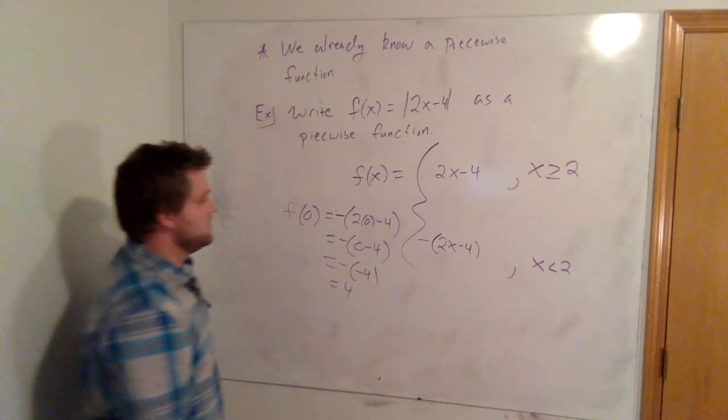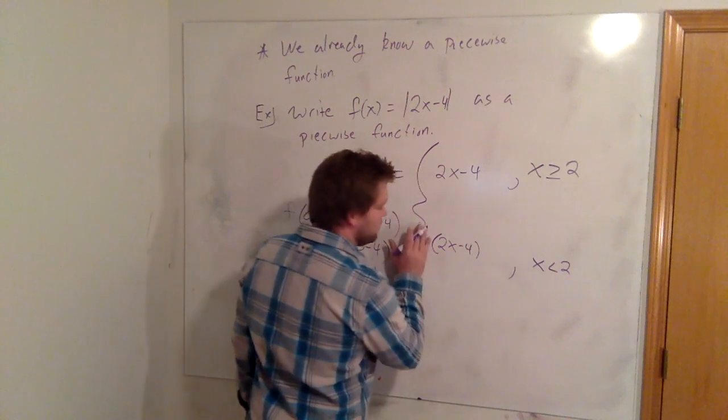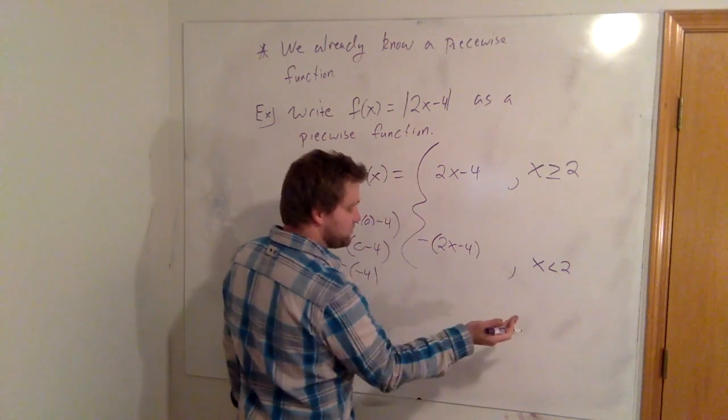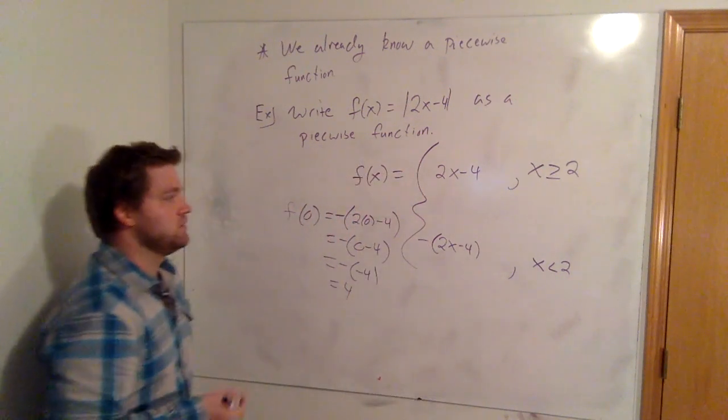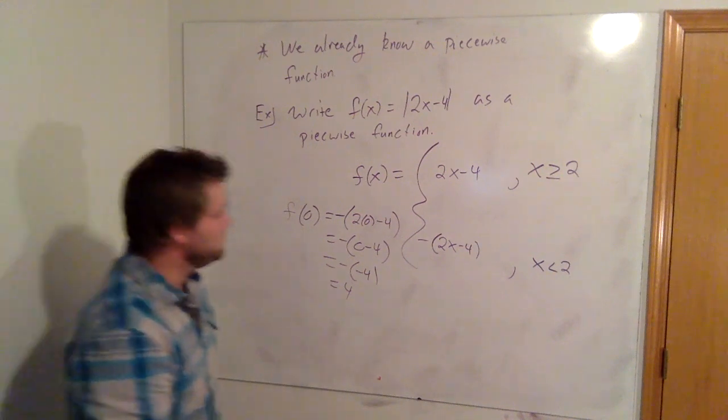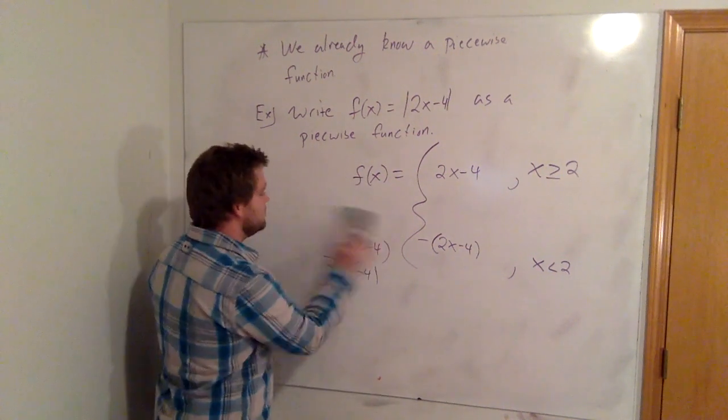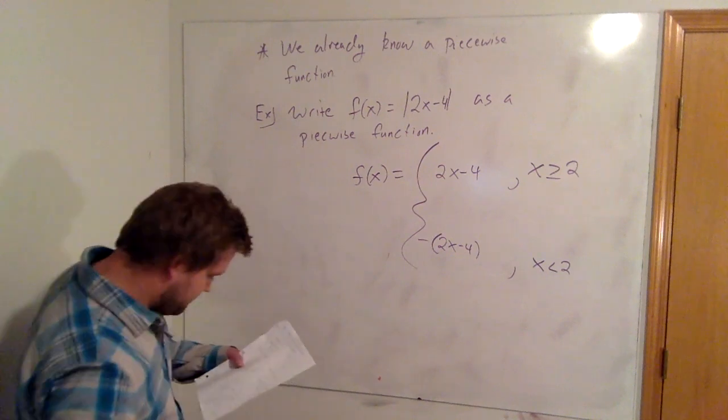So I know if I plug in something less than 2, 2x minus 4 will be negative. I'm slapping it with a negative to make it positive. So that's how we can define this function here, piecewise. Beautiful.